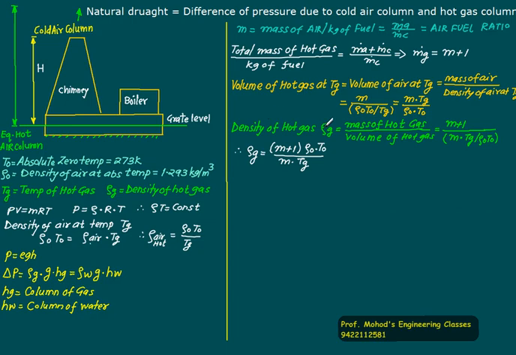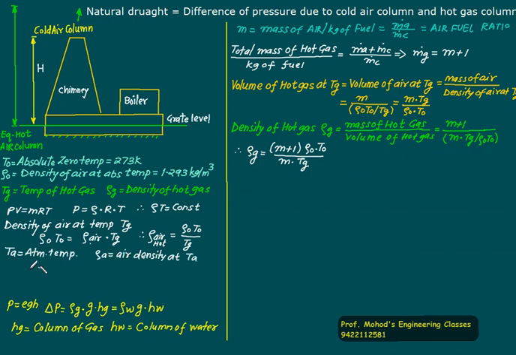Density of the hot gas is the mass of hot gas upon the volume of hot gas. The volume of hot gas we already found is m into Tg upon rho 0 T0, and the mass of hot gas is m plus 1. So the mass of hot gas is m plus 1, and the volume is m Tg upon rho 0 T0. This m Tg will be shifted to the denominator, so rho g will be equal to (m plus 1) into rho 0 into T0 upon m into Tg.